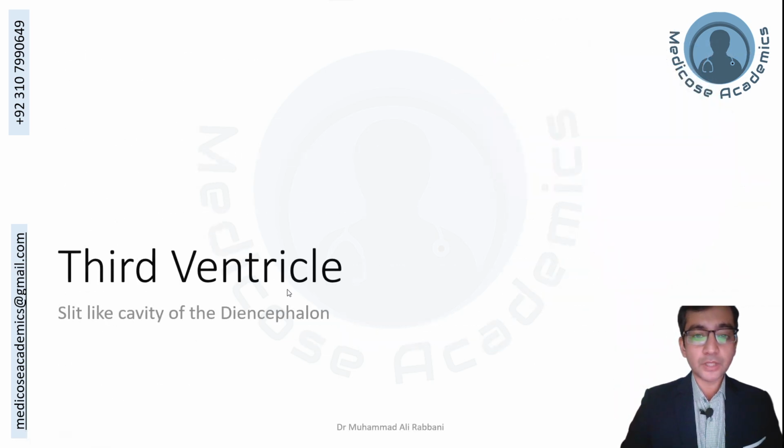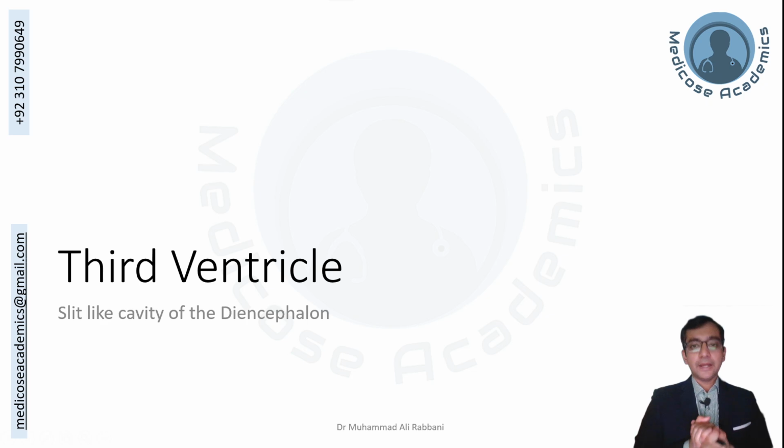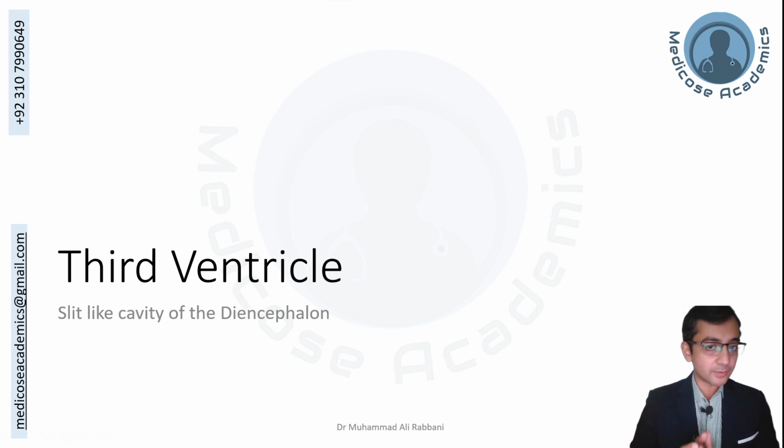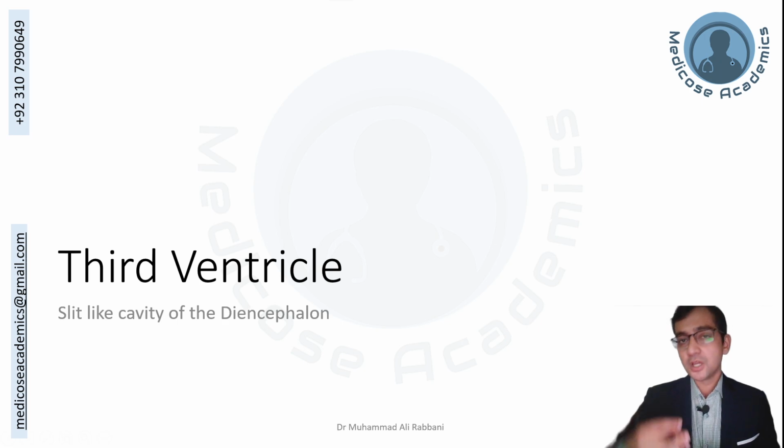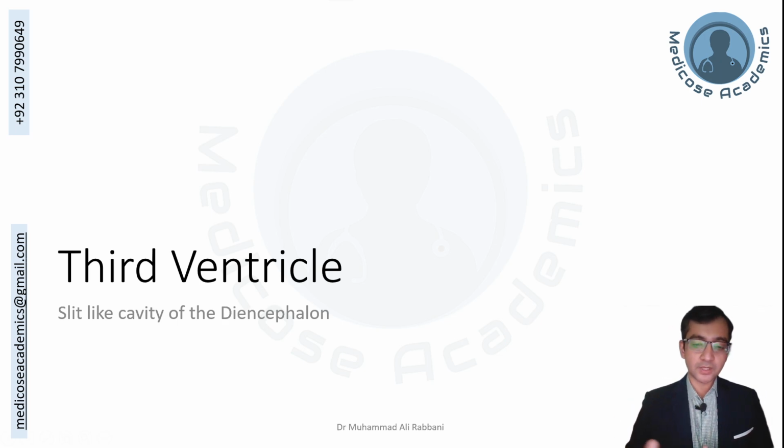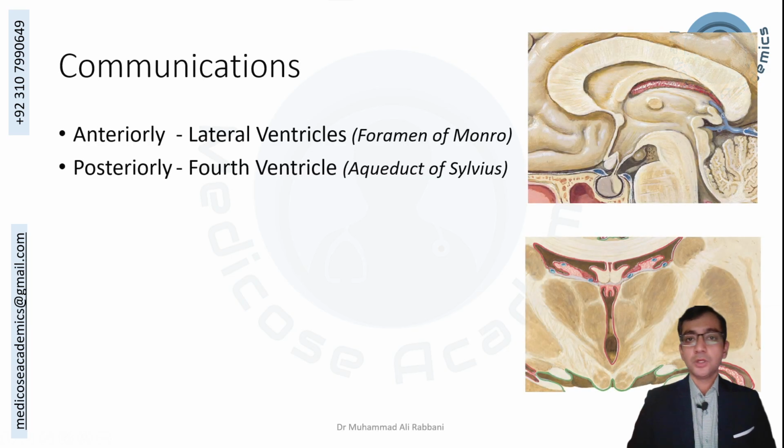So that brings us to the end of the fourth ventricle, and then we will start the third ventricle. That is a slit-like cavity that is present between the two diencephalons. So it is present between two thalami. It is present between two hypothalami. So this is the third ventricle.